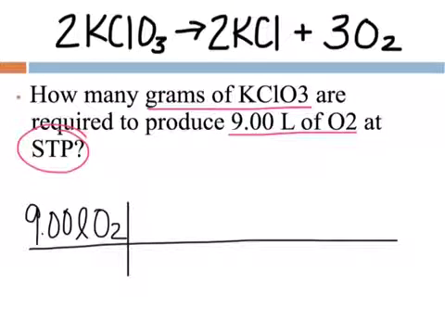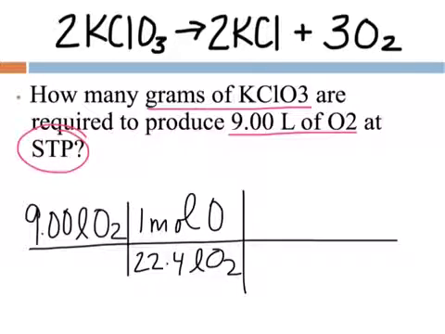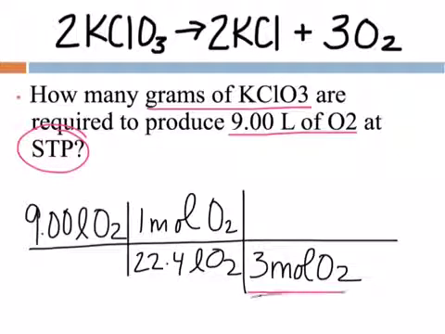All roads lead through the mole. So in order to get from liters to grams, we have to first convert it into moles. So we know that every single gas, 22.4 liters of any gas, are going to equal 1 mole. And that's pretty convenient because now I'm in 1 mole of O2. So I can say, well, for every 3 moles of O2, this right here, this guy is my molar ratio, the most important thing in the whole problem. For every 3 moles of O2, there are going to be 2 moles of KClO3.